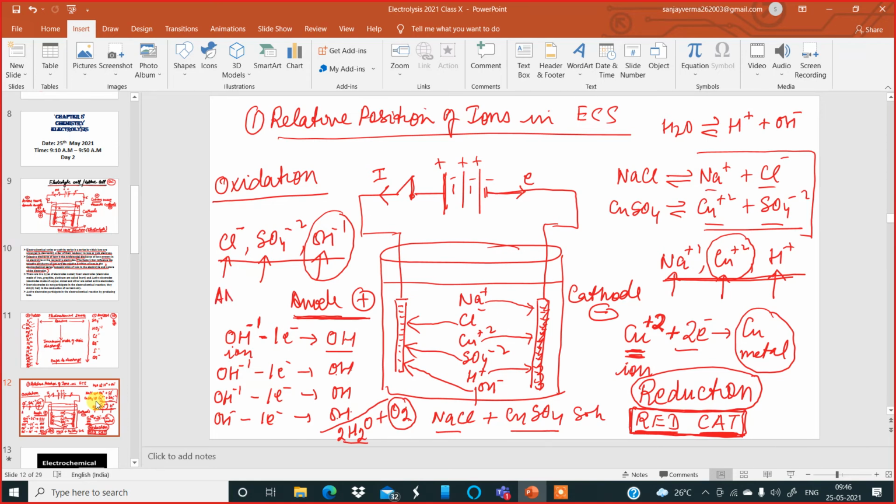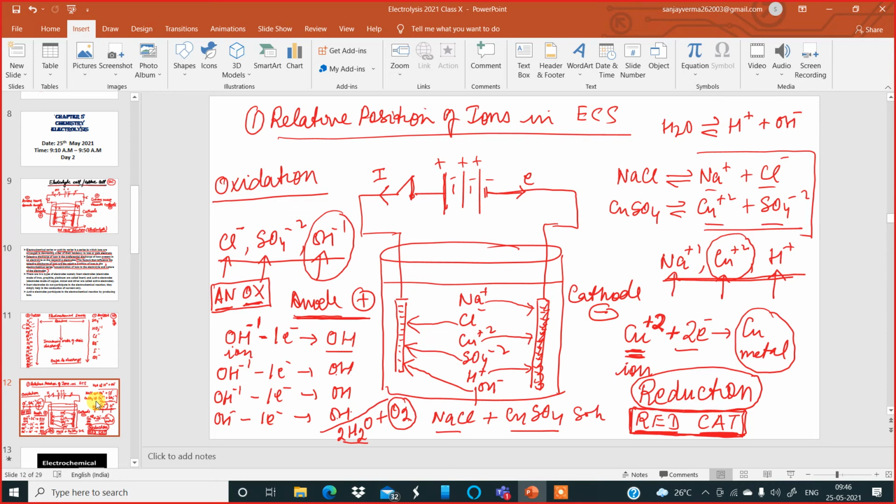You have seen an ox. Remember: AN OX, and RED CAT. An ox: AN means anode, OX means oxidation. Is this easier for you? Okay.